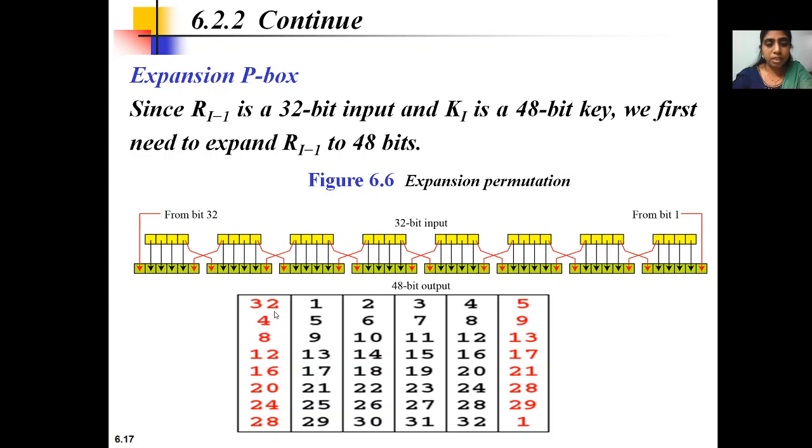So here the 32nd bit is added in the first position and the first bit is transposed to last. And from 4 to 28 are placed over here and from 5 to 29 are placed over here. So like this we are going to replace the values and we are going to get a 48 bit.